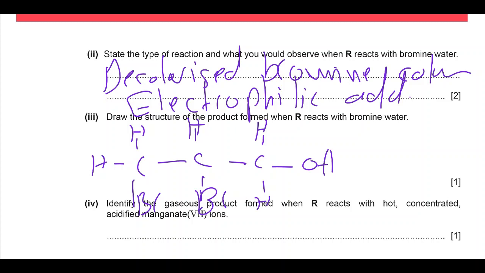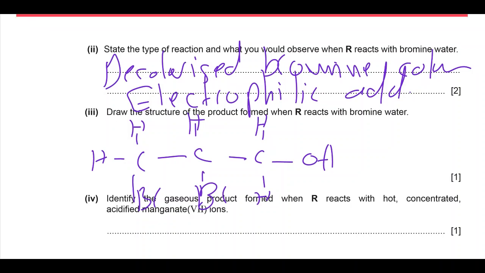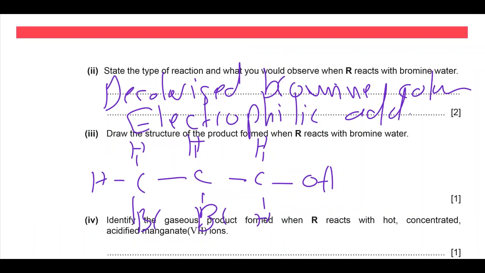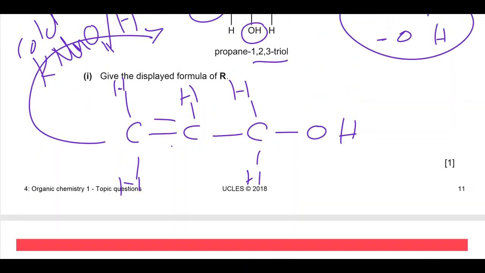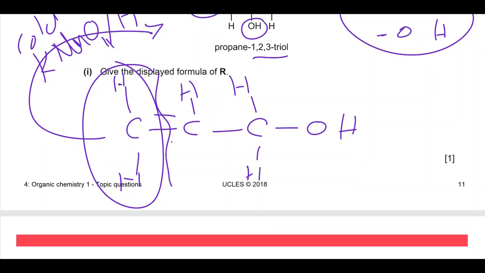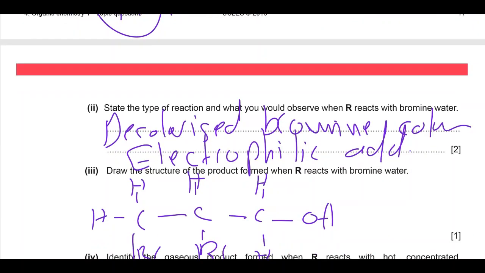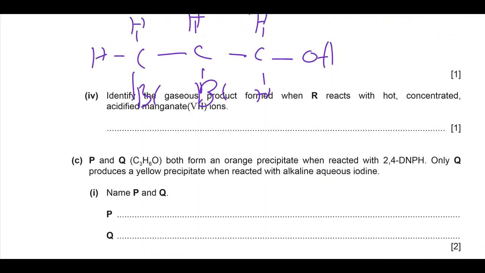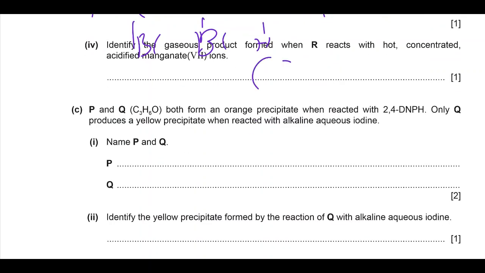Identify the gaseous product formed when R reacts with hot concentrated acidified manganate. Here when you react this compound with hot acidified manganate, this double bond will be broken at once, and you will form carbon dioxide, CO2.